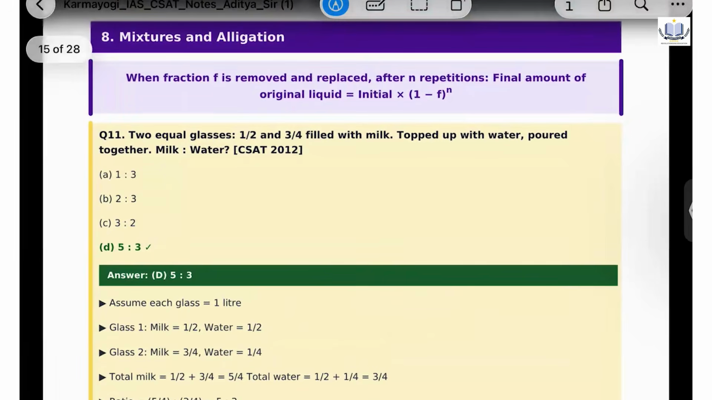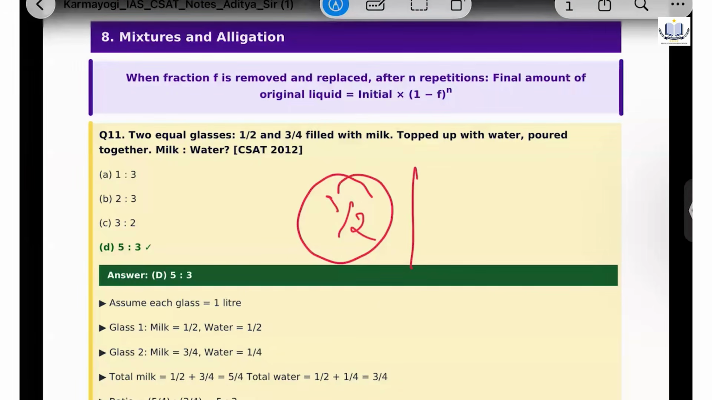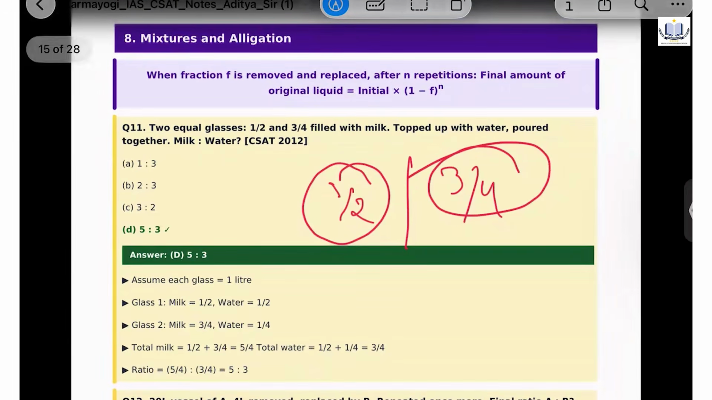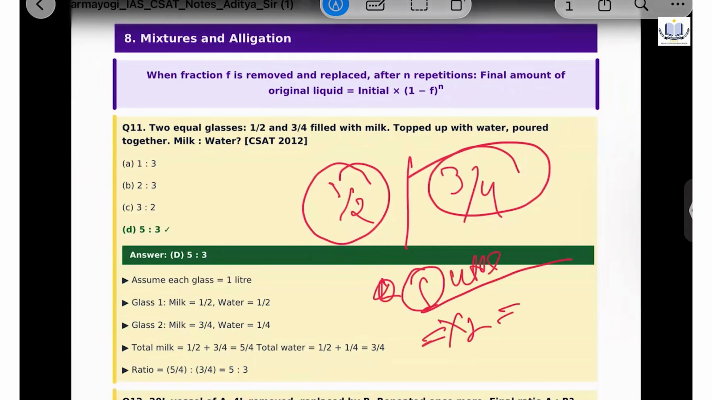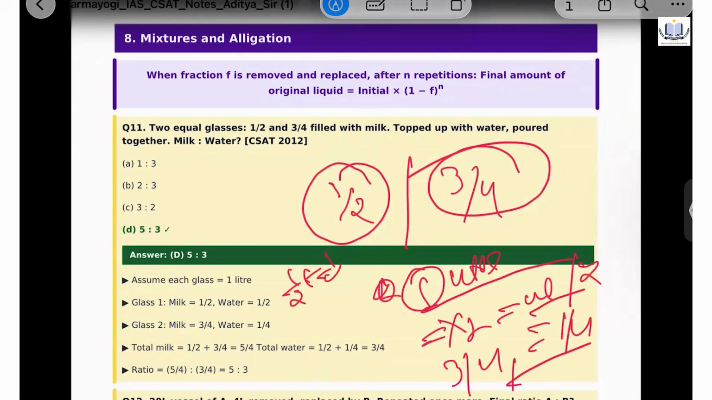Let's see the mixture and alligation. Two equal glasses, one half filled and another 3/4 filled with milk, topped up with water, poured together, milk to water ratio. Assume each glass has 1 liter. So glass 1 has milk half, water half. Glass 2 has milk 3/4, water 1/4. Now how much is the total milk? Total milk is half plus 1/4.